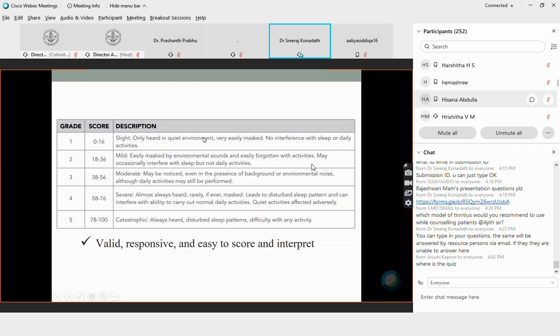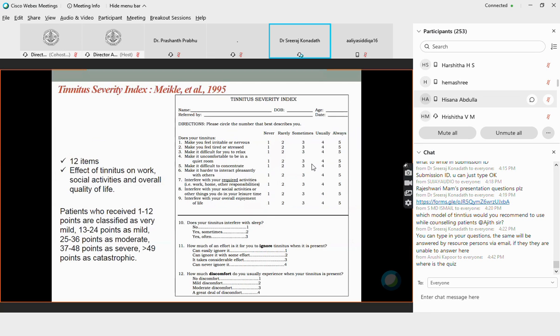So this will give you, for example, a score of 50. You can say that the individual is having a moderate amount of tinnitus. It is something like when you do a PTA and you say the individual is having moderate hearing loss. So this will give you quantifiable information as to how much tinnitus the person is having, or what is the effect of tinnitus on the individual.